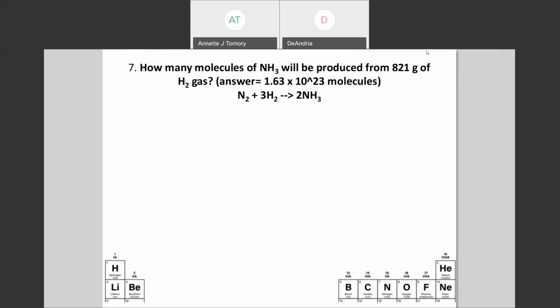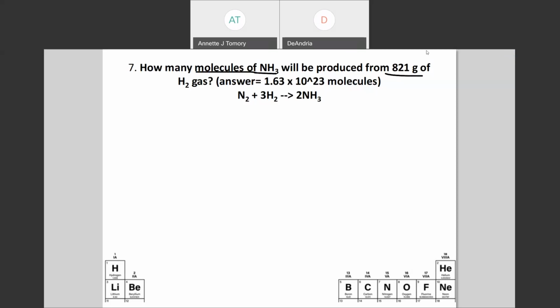So, how many molecules of NH3? Can you see my screen? Yeah. Okay, I just want to make sure. How many molecules of NH3 will be produced from 821 grams of H2? Okay, so we have a bunch of different stuff going on here.